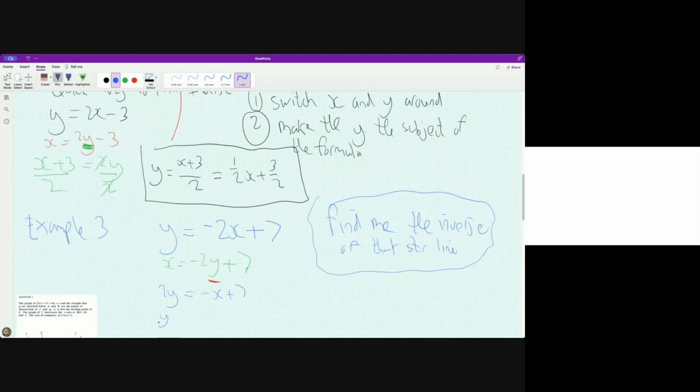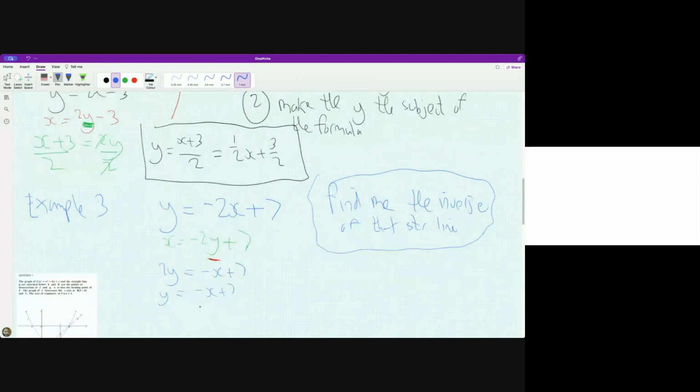And then I could do that. So I could have 7 minus x over 2, or I could have minus x plus 7 over 2. It's the same thing. And if I rewrite this in standard form, I get minus a half x plus 7 over 2. Give me a thumbs up if you got something like this.